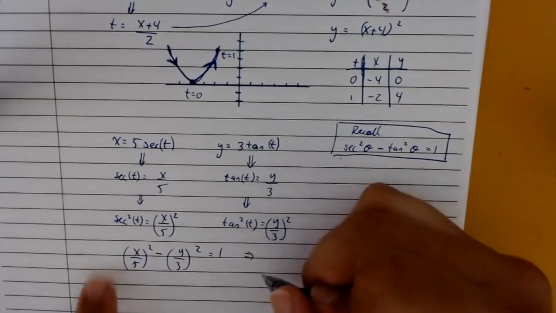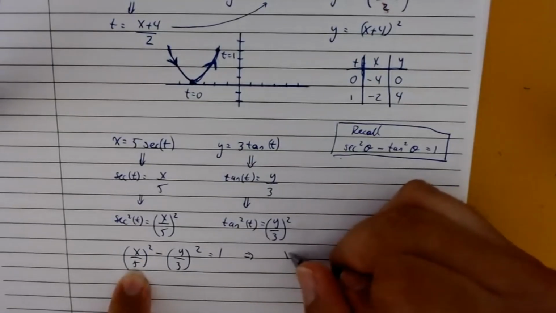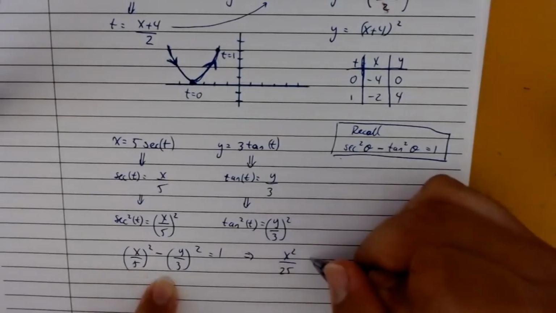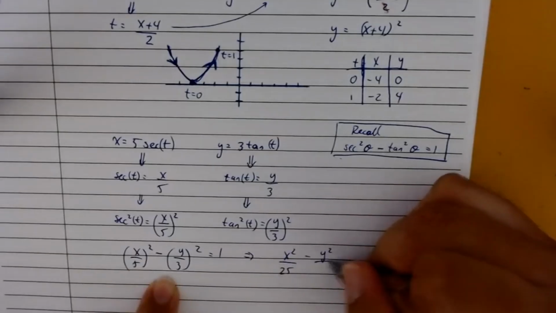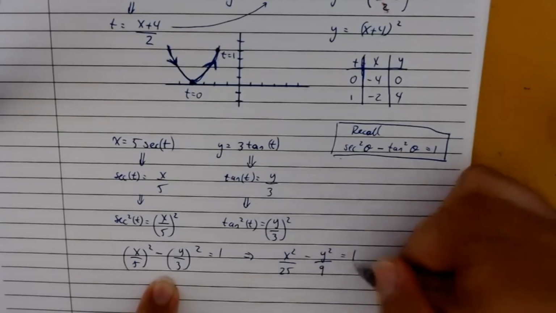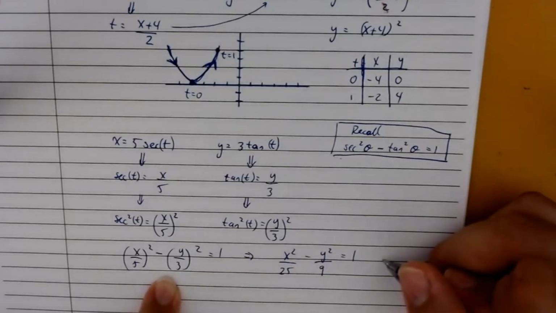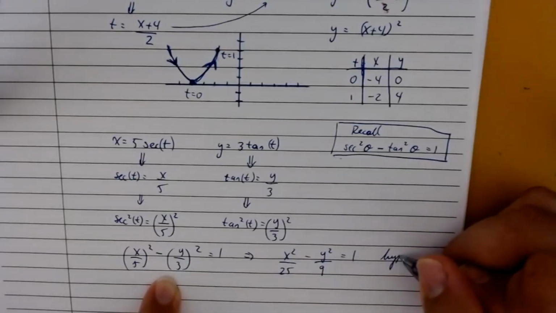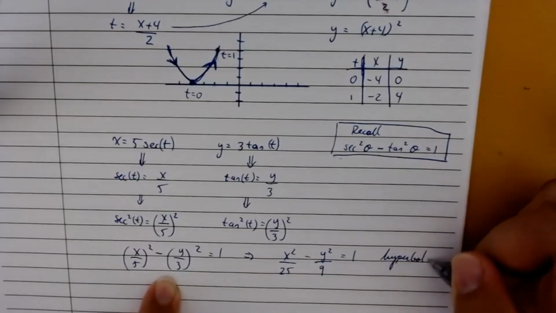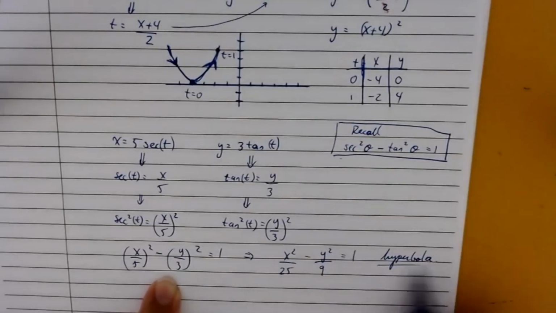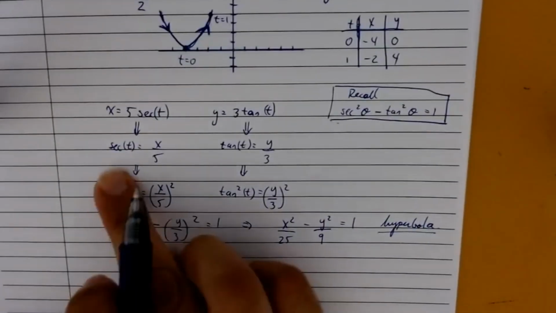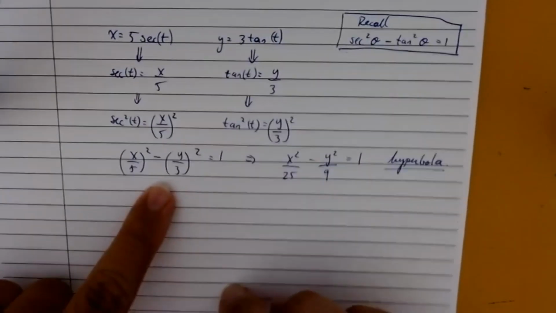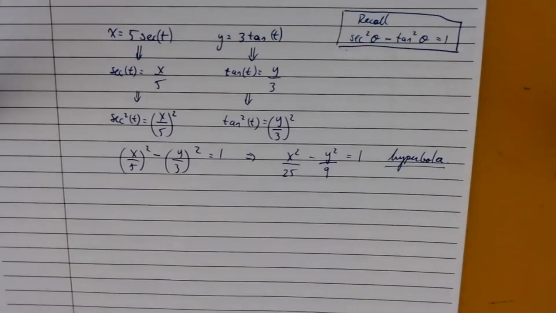Here we can actually square everything out to give us x squared over 25 minus y squared over 9 is equal to 1. And that is a hyperbola. So that's a parameterization for a hyperbola. Let's go ahead and graph that now.